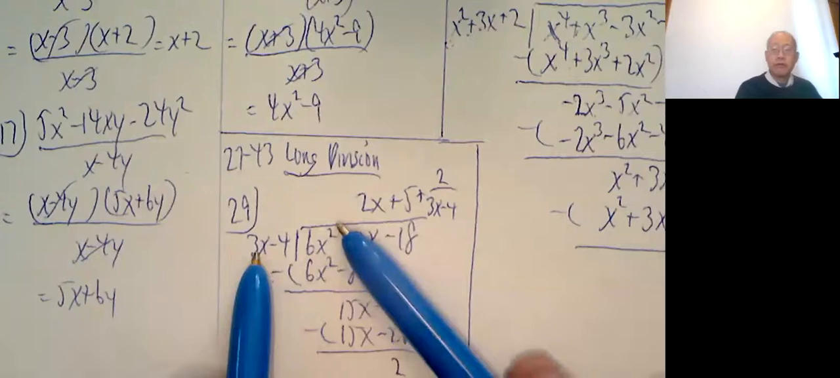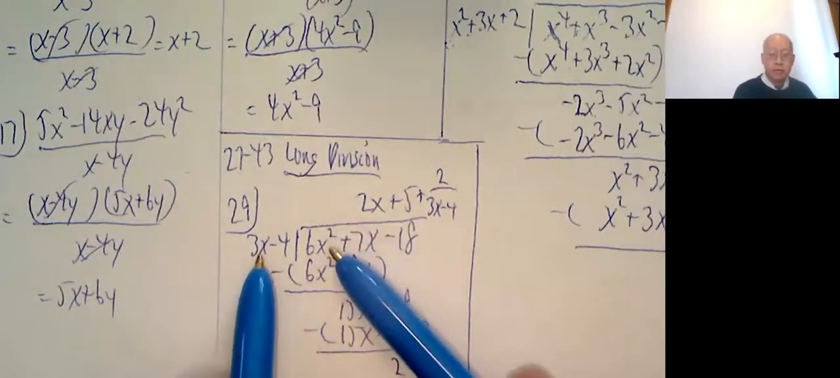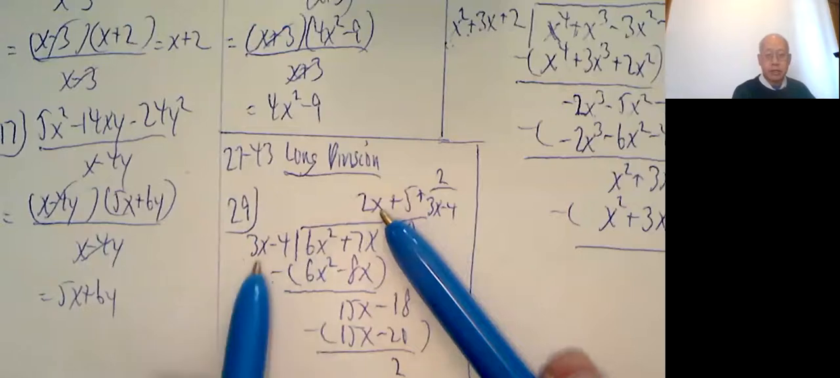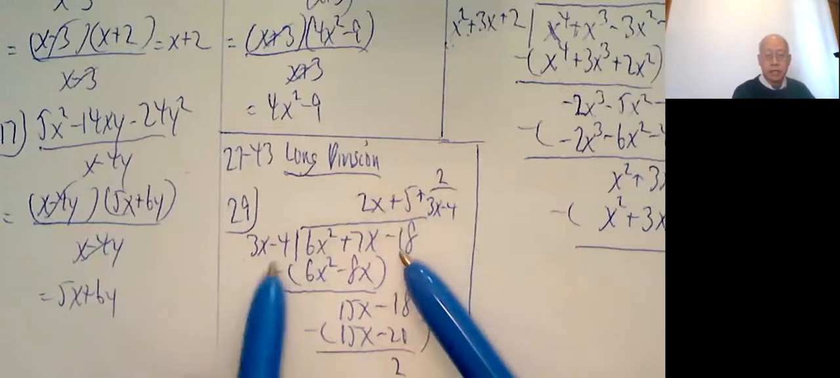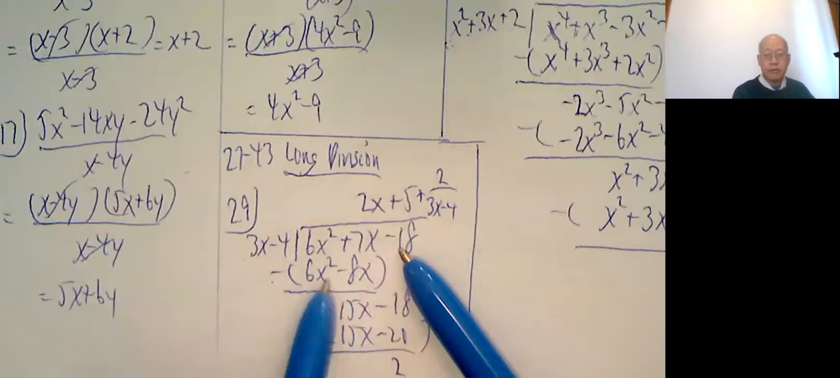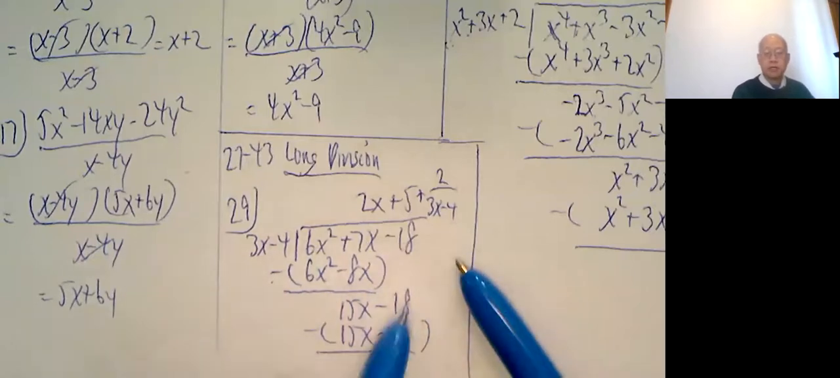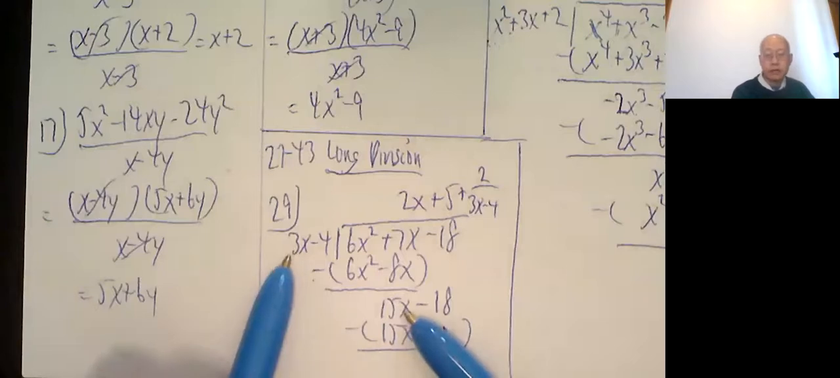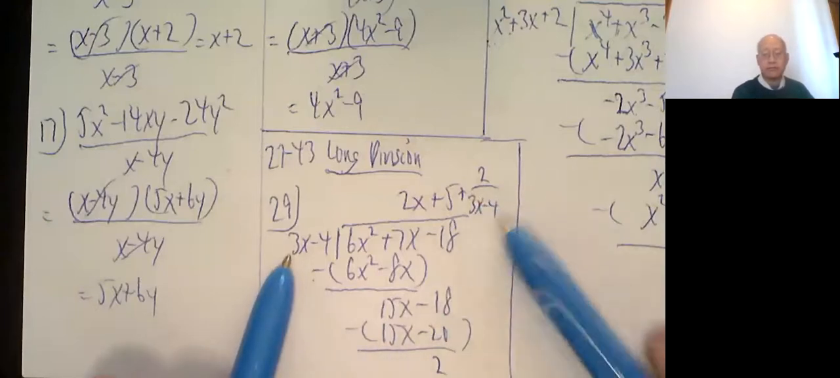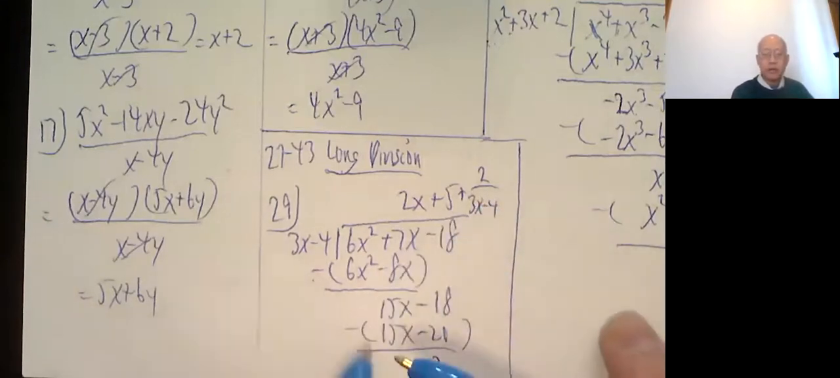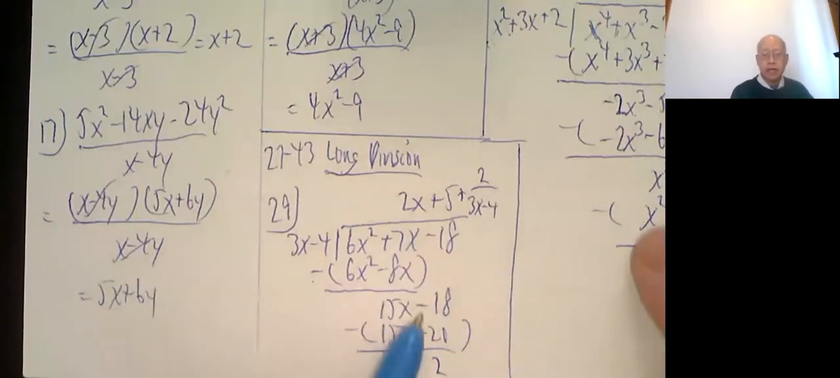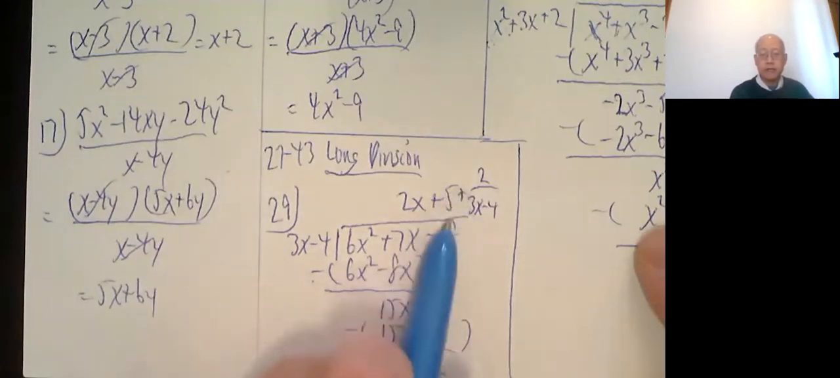So first thing here. How do you go from here to here? 2x. Now 2x times this whole thing goes here. 6x squared minus 8x. Subtract, cancel. 7 minus a minus 8, 15x. Bring down the 18. First thing here. How do you go from 3x to 15x? Positive 5. 5 times this whole thing goes here. 15x minus 20. Subtract, cancels. Negative 18 minus a minus 20 is positive 2. So plus 2 over 3x minus 4.